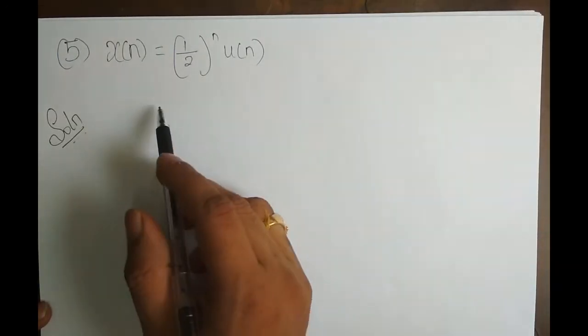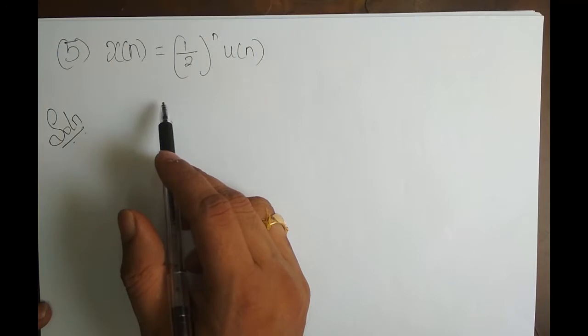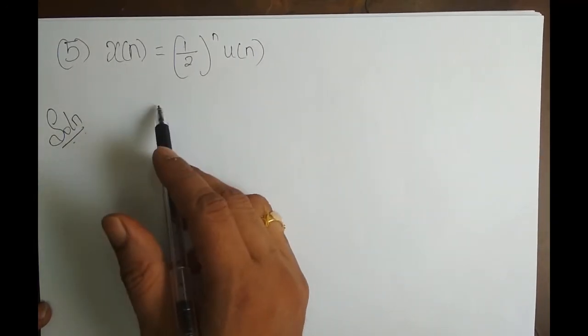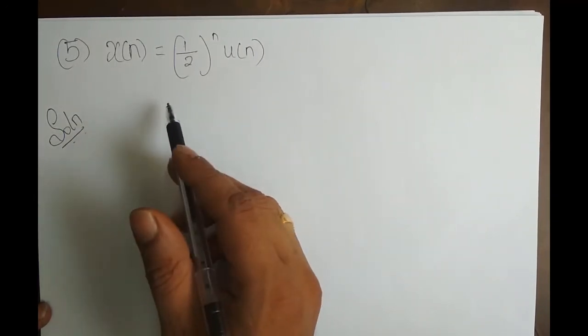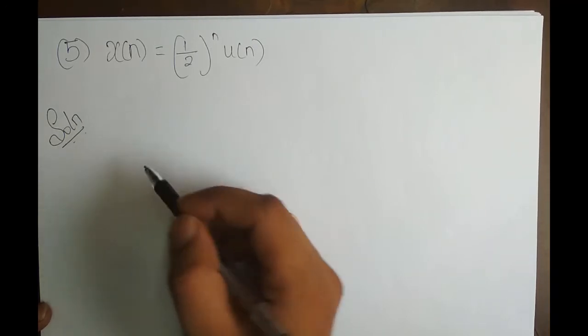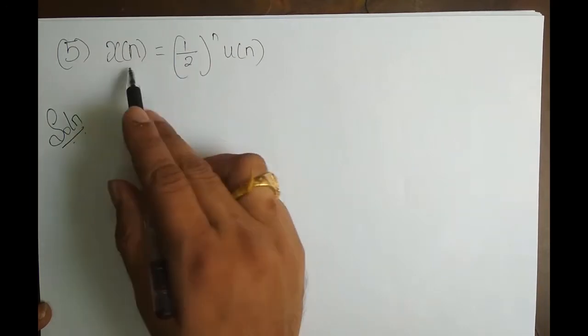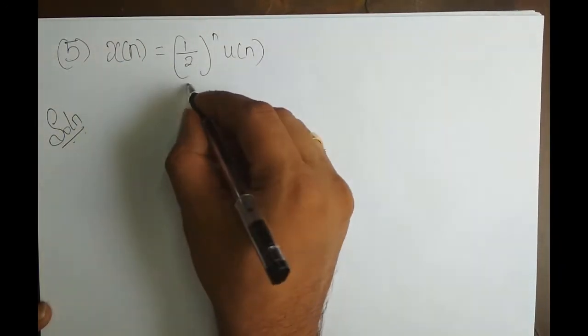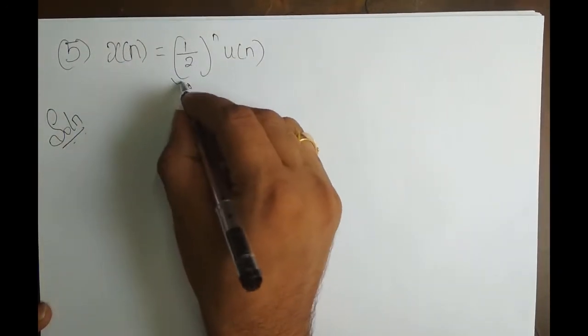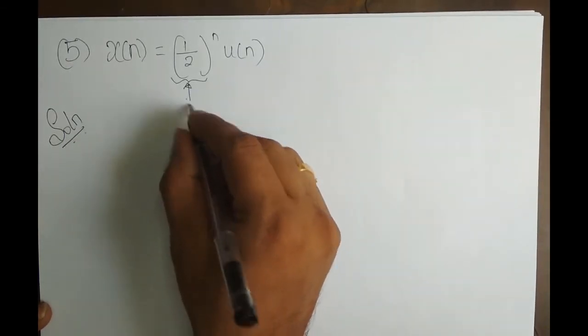But how do we check whether it is periodic or non-periodic? The only option is to plot this signal and check whether it is repeating or not, whether it is periodic or not. Now in order to plot it, it is actually a combination of two signals. The first signal is this one, (1/2)^n.